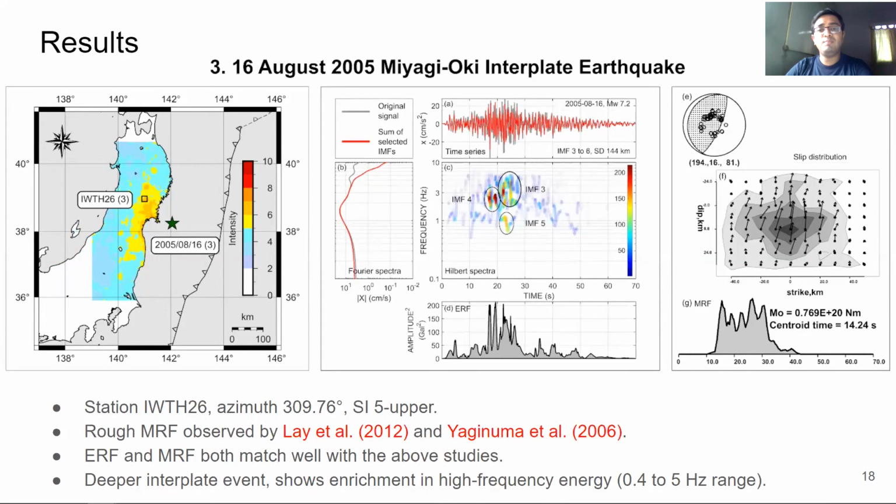The 2005 Miyagi-Oki interplate earthquake shows a complex rupture, with a rough MRF also observed by Lei et al. 2012 and Yaginuma et al. 2006. The ERF and MRF from our study match well with those from these 2 studies. We also observe an enrichment in the frequency range of 0.4 to 5 Hz, shown in the Fourier and Hilbert spectra in the figure in the center, which is characteristic of such deep interplate events.